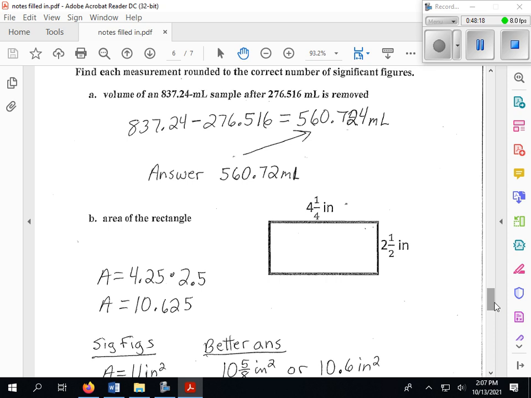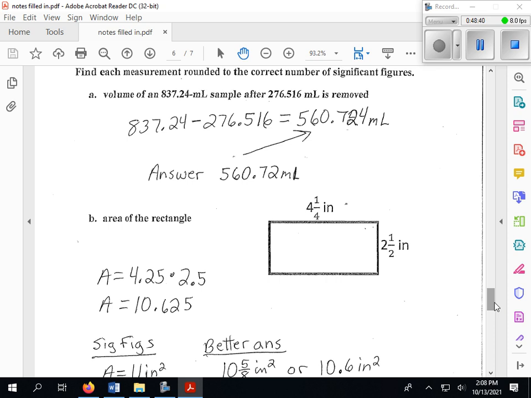So I did my subtraction here, 837.24 minus 276.516, and I got 560.724. What am I going to round that off to? 560.72. So we're going to go out to the hundredths place to round it off.